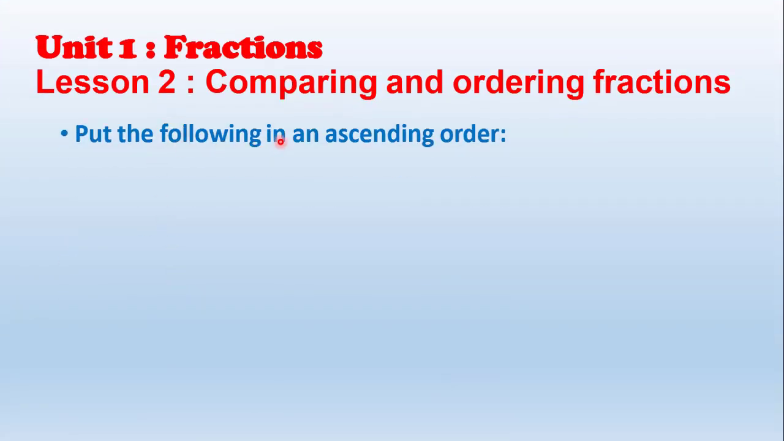Put the following in an ascending order. I want here to put the fractions in an ascending order. Ascending means start from the smallest fraction. Okay, we have 1 over 6, 7 over 6, 5 over 6, and 1. Okay, it's so easy. 1 over 6 and 5 over 6, 7 over 6. But what about 1 here?